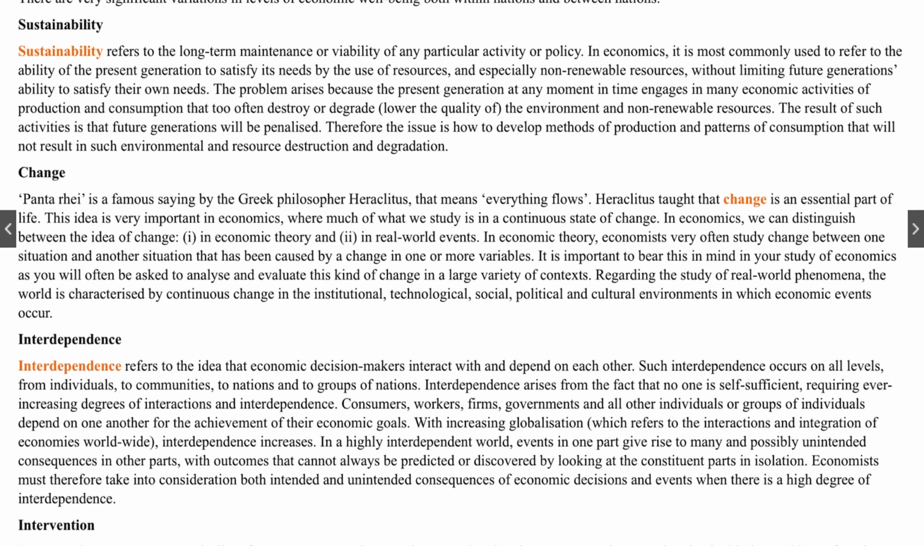Then we have sustainability. This one's pretty straightforward. It refers to the long-term maintenance or viability of any particular activity or policy. So this just means that anything that we do is for the benefit of the environment, but not always, because sustainability also links back to efficiency, where it's: are we using resources correctly, are we using resources as efficiently as we can?